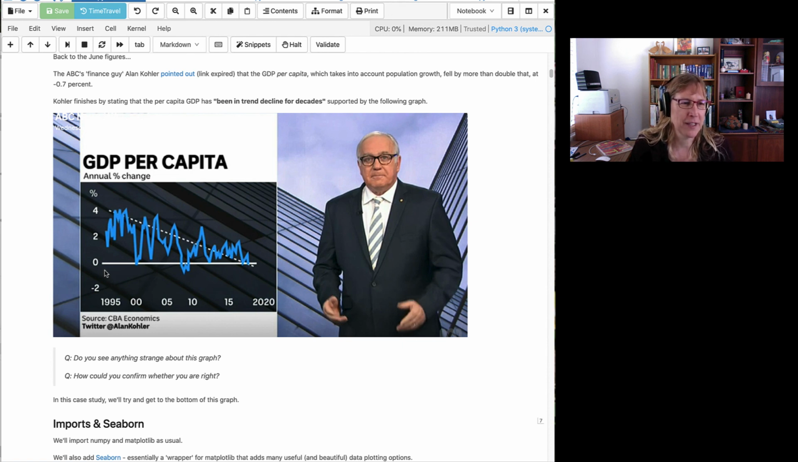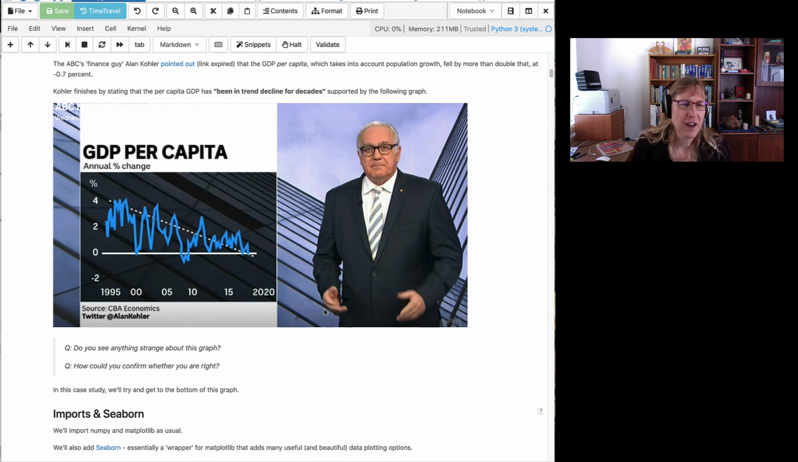These are the decades he's got are from about 1995, so about 2.5 decades, and he's got this trend line. So what I want you to look at here in this graph, we see a lot of these graphs on TV. Actually, the quality of the graphs we see on TV are pretty bad in general. My question is, can you see anything strange about this graph, and how could you confirm whether you are right? So have a think about that one.